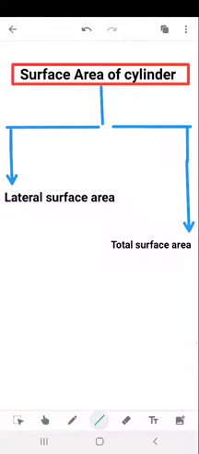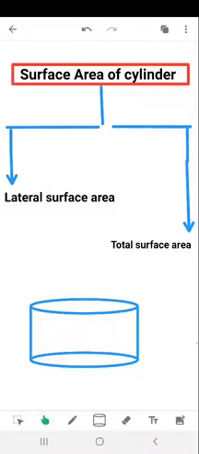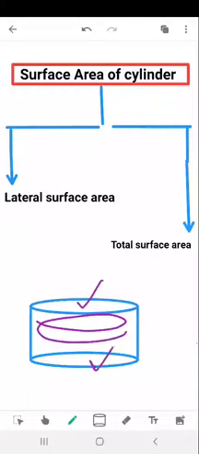Lateral surface area means the area of a cylinder when we exclude the base and the top. When we remove the base and the top, we are only finding the surface area of the curvature, then it is called lateral surface area. And the total surface area is when we find the surface area of this curvature and both the bases, then we are talking about total surface area.